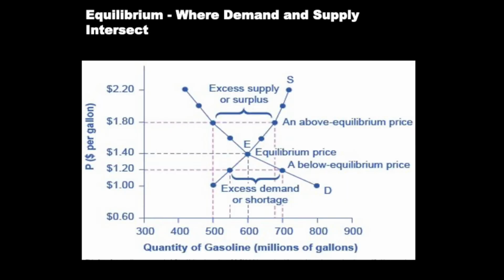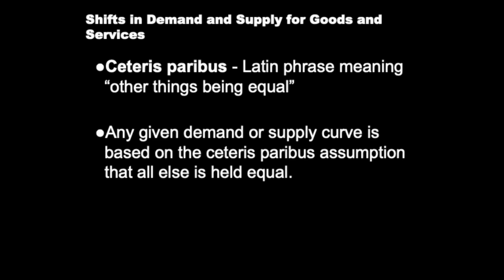Equilibrium, where demand and supply intersect. The demand curve D and the supply curve S intersect at the equilibrium point E. The equilibrium price is the only price where quantity demanded is equal to quantity supplied. At a price above equilibrium, quantity supplied is greater than quantity demanded, and therefore there is excess supply. At a price below equilibrium, quantity demanded is greater than quantity supplied. There is excess demand.